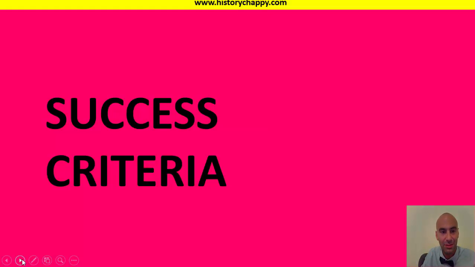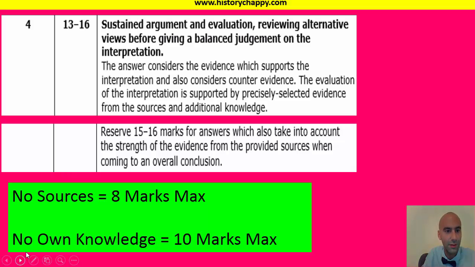What does the mark scheme say you need to do to get top marks? Let's have a look. Right. For level 4, 13 to 16 marks, so top marks, you need a sustained argument and evaluation, okay? Reviewing alternative views, so you need to support, then challenge, before giving a balanced judgment on the interpretation. So alternative views is for and against, then you give a judgment on how far you agree with that interpretation.